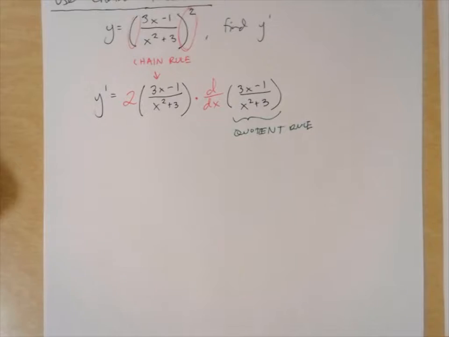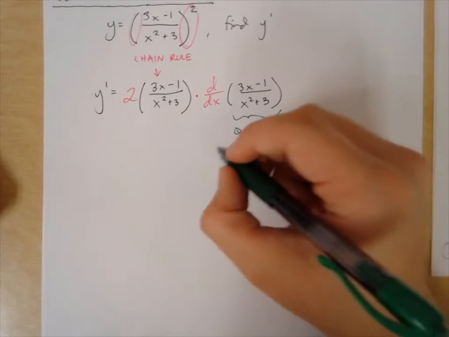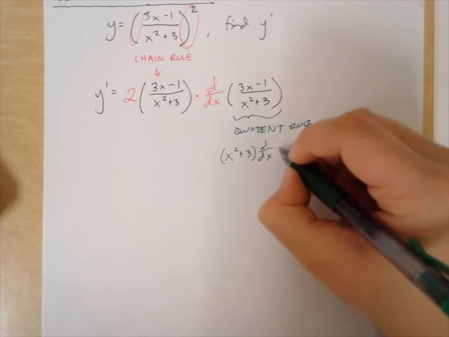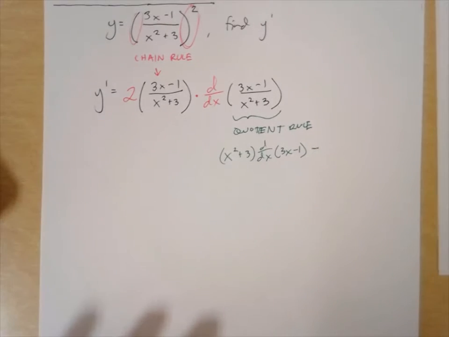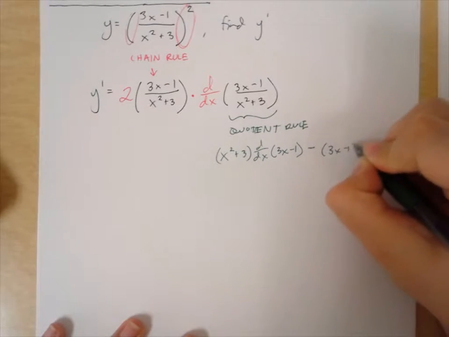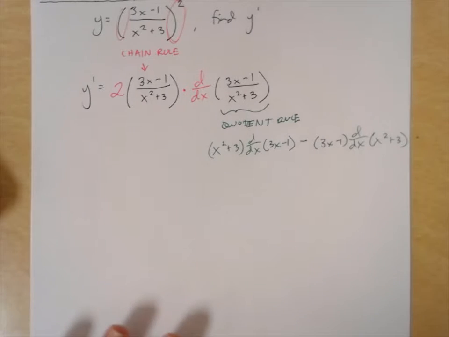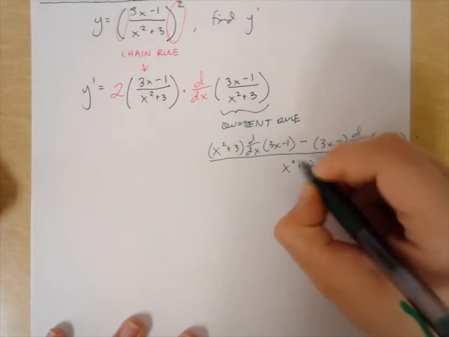Okay. And when I apply the quotient rule, what I'm going to get is the bottom thing, x squared plus 3, times the derivative of the top, 3x minus 1, minus the top thing, 3x minus 1, times the derivative of the bottom thing, x squared plus 3. And this whole thing is going to be over x squared plus 3 squared.